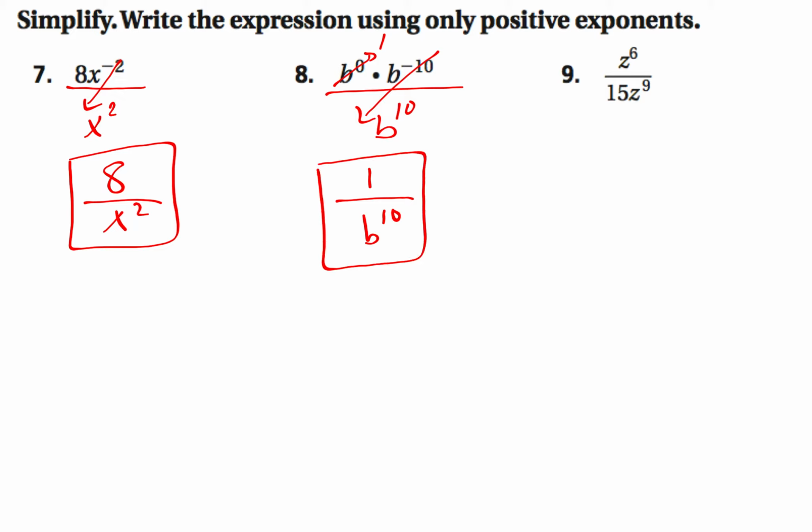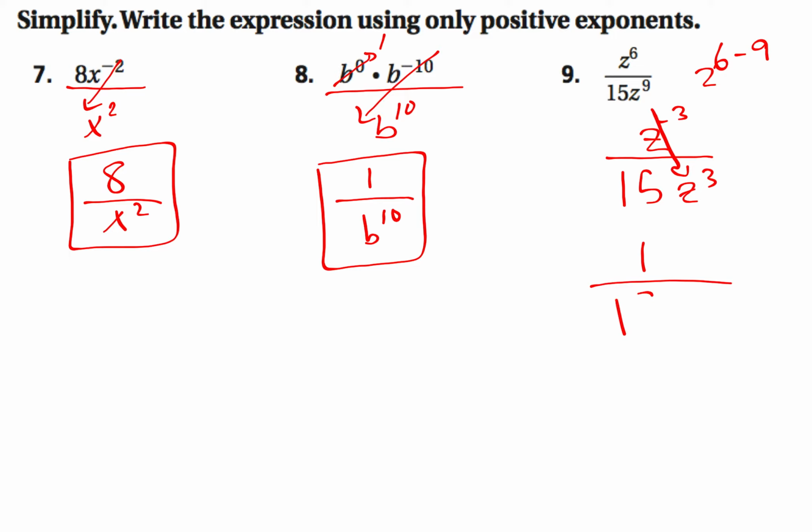Number 9. We've got 15 on bottom. I'm going to leave it there. Let's do z to the 6th divided by z to the 9th. And that z to the 6 minus 9 would be negative 3. We just need to move it to the bottom. And we get 1 over 15z to the 3rd. And that one is done.